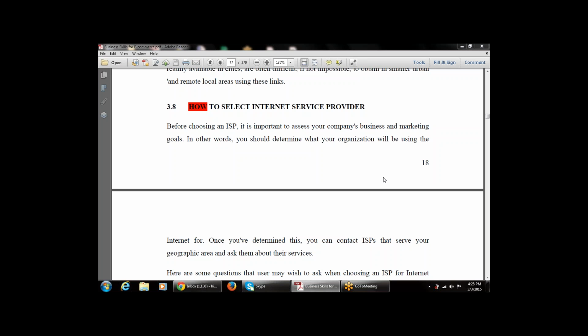Today I am going to continue with the same module, that is Business Skills for E-commerce, and the same chapter, that is chapter number 3, ISP, the Internet Service Provider. In the last class we closed, or wound up, this chapter, that is how to select the ISPs.